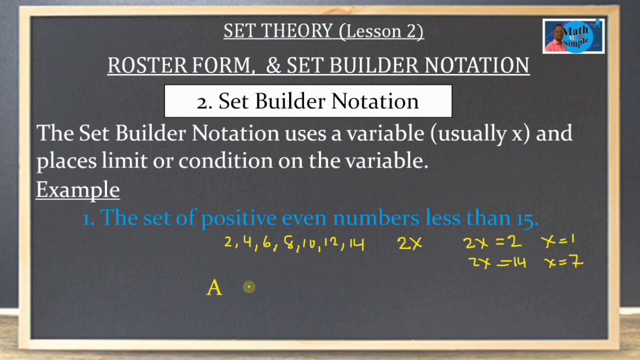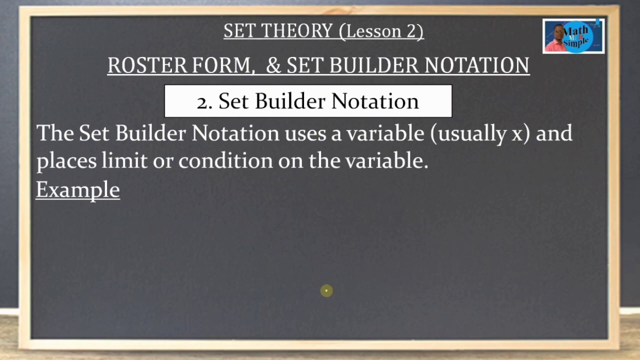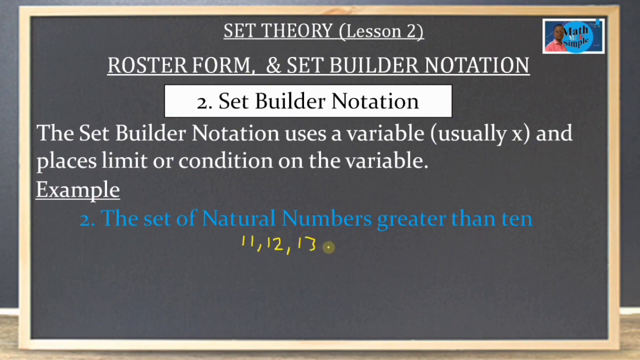So our set will be 2x such that x is a natural number and 1 is less than or equal to x less than or equal to 7. Okay. All right. Let's look at number 2. The set of natural numbers greater than 10. And we know those numbers are 11, 12, 13, and continuing. Okay, so the pattern is that successive terms differ by 1.